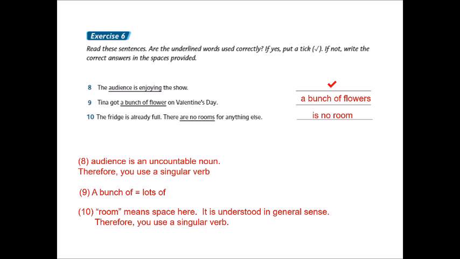Question 9. A bunch of flower is wrong. It is because a bunch of means lots of. There are many flowers, so it is flowers. It must be a plural noun. Question 10. Room means space here. It is understood in a general sense, so you must use a singular verb. The answer is no room.